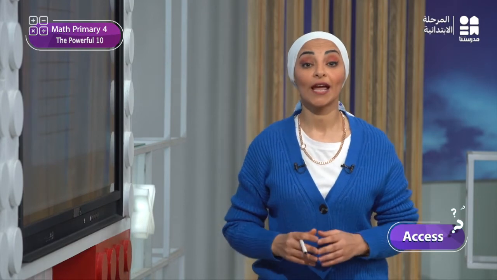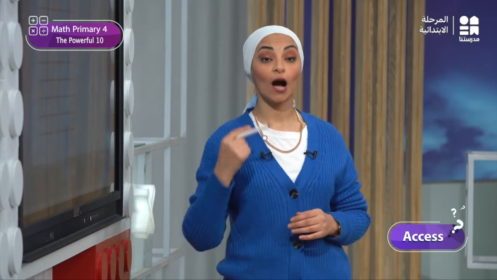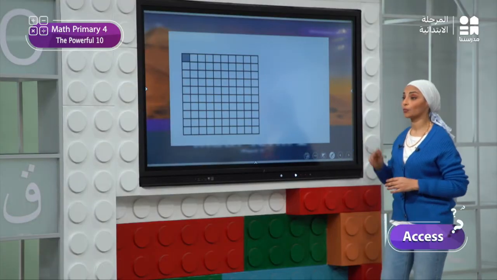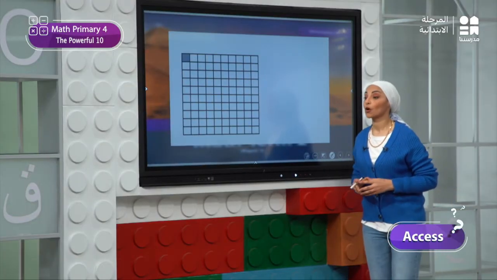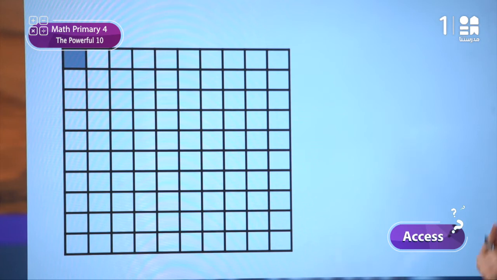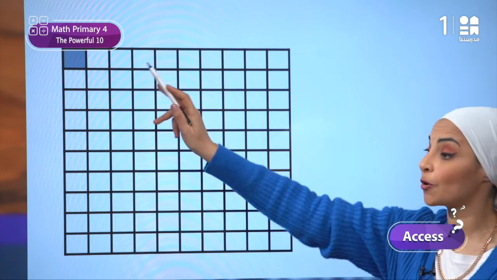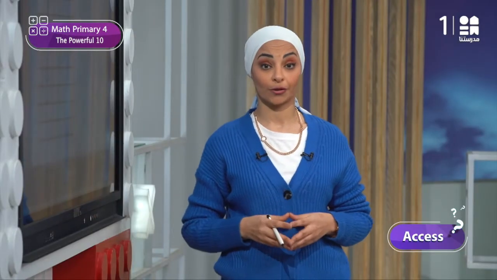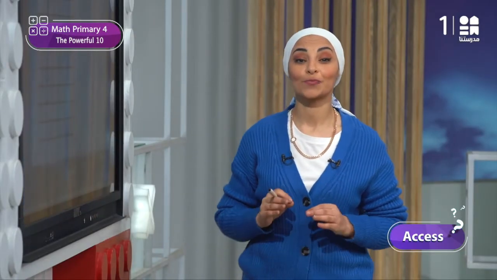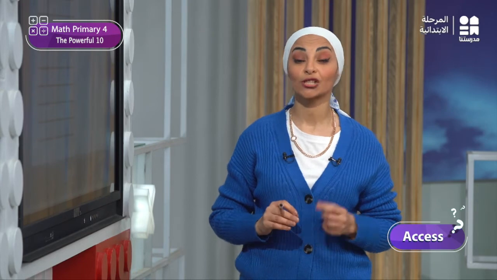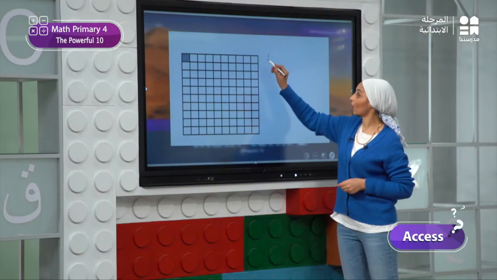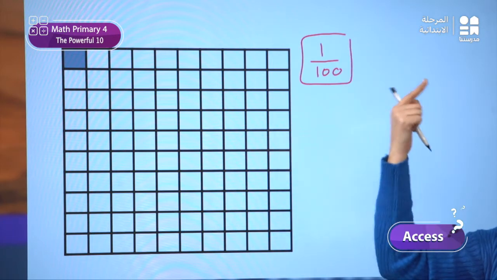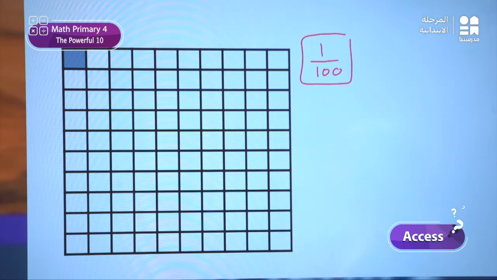Then I will shade one part only out of 100. Let's see together. I will shade one part only. Of course, we can shade the first part, second part, or any part, because all the parts are equal to each other. So, we can express that by using the fraction 1 over 100. I have shaded one part only out of 100.